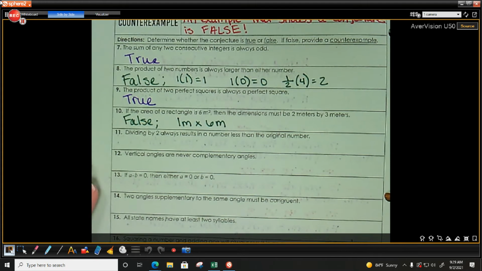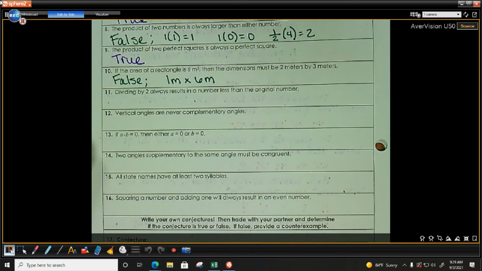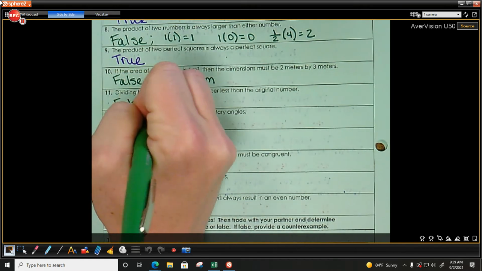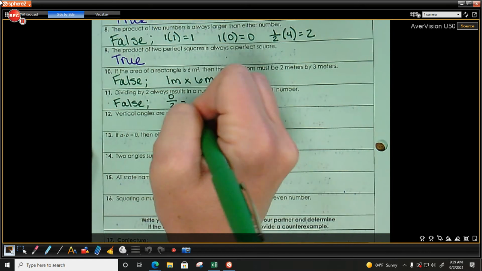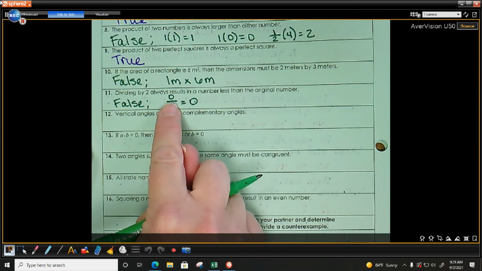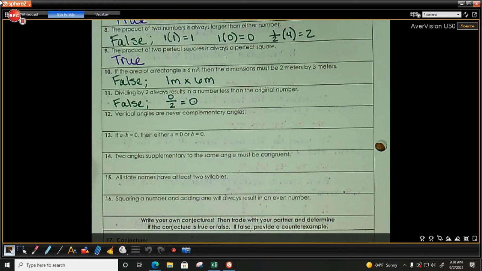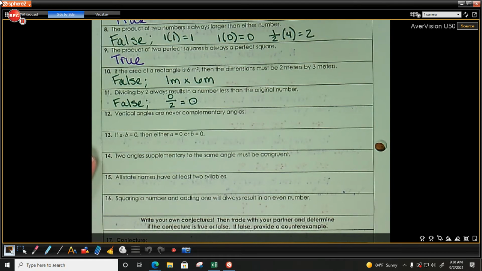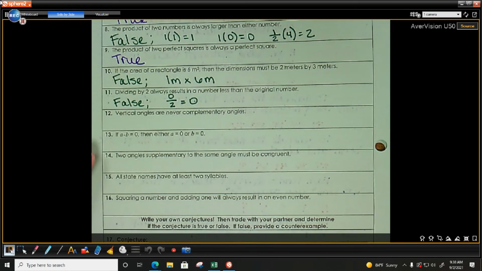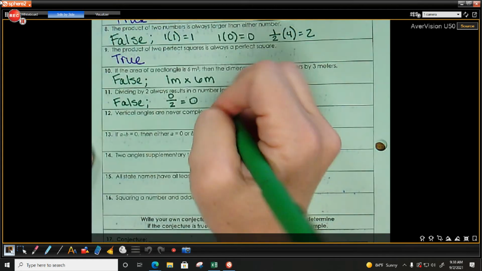Okay. Number 11, dividing by 2 always results in a number less than the original number. What would be a counter example, Mikey? 0 divided by 2. False. 0 divided by 2 is 0. So I divided 0 by 2 and I got 0. Is 0 less than 0? No, they're equal. What would be another example? 10 divided by 1. We are dividing by 2. You always have to divide by 2. So what over 2 would give you a larger number? Yes. A negative number. What if we did negative 4 over 2? What's that?